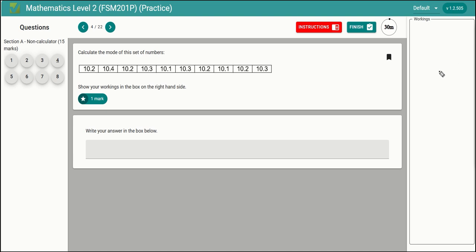Question number 4, calculate the mode of this set of numbers. Okay, so there's not much calculating to do really. Remember that the mode means the most common or the most frequently occurring. So how many 10.2s are there?